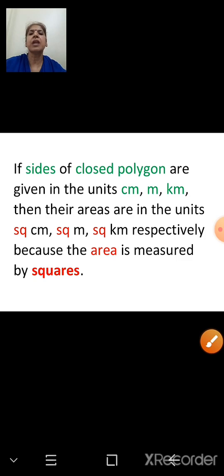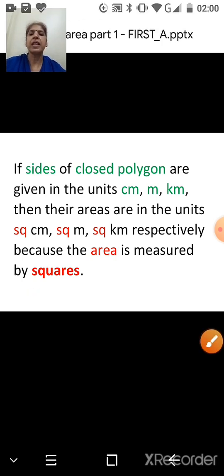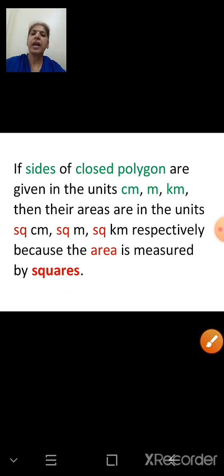Okay, now if sides of a closed polygon are given in units, if the units are centimeter, meter, kilometer, then the areas are in the units square centimeter, square meter, square kilometer respectively, because the area is measured by squares. Always remember, area is measured by squares. So unit of area is square centimeter, square meter, according to the unit given.